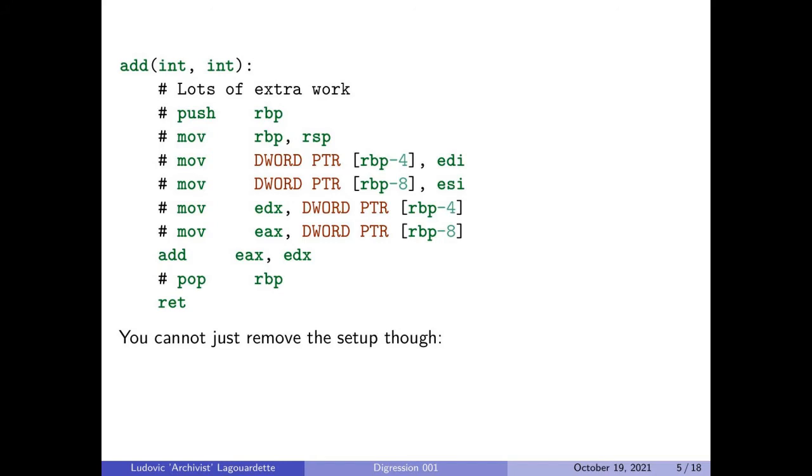Note that it also has to do a lot of moves. So this is what we would like it to look like, but we cannot just remove the setup. We need to extract the two arguments, which happen to be in EDI and ESI. So let's go back to the optimized version.